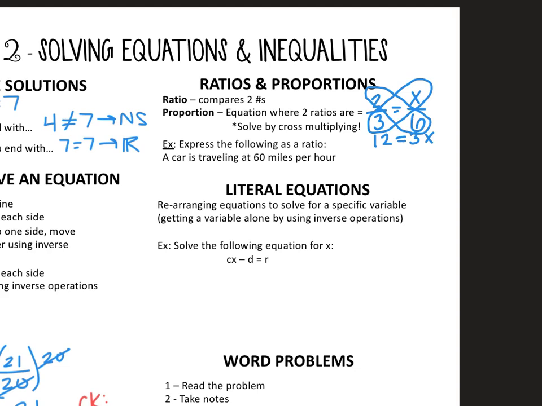Another example says, express the following as a ratio. A car is traveling at 60 miles per hour. Anytime you see that word per, that indicates it's a fraction.